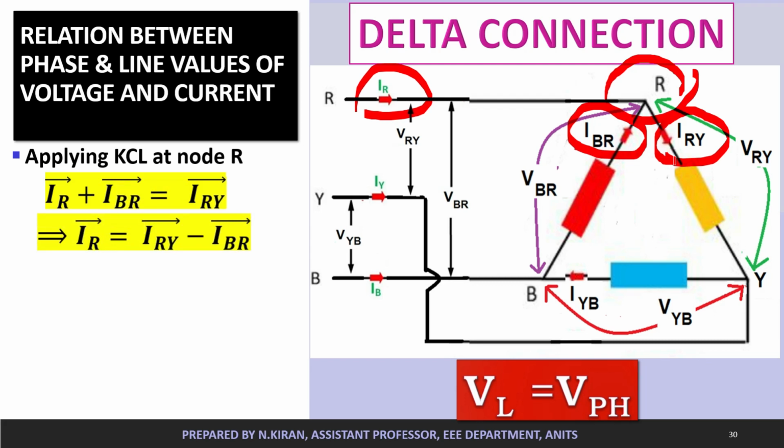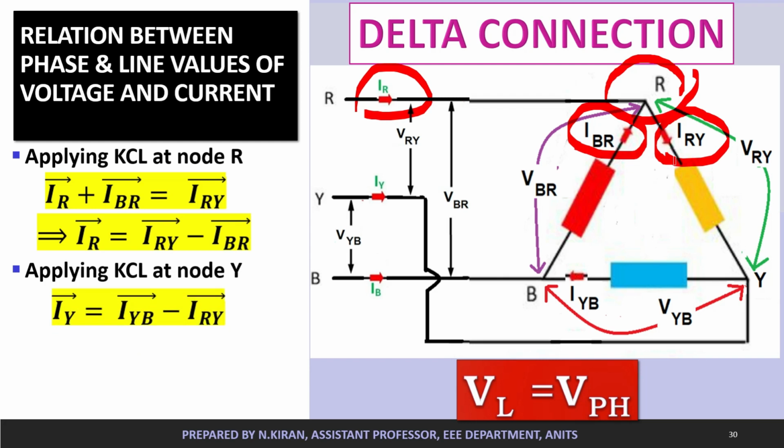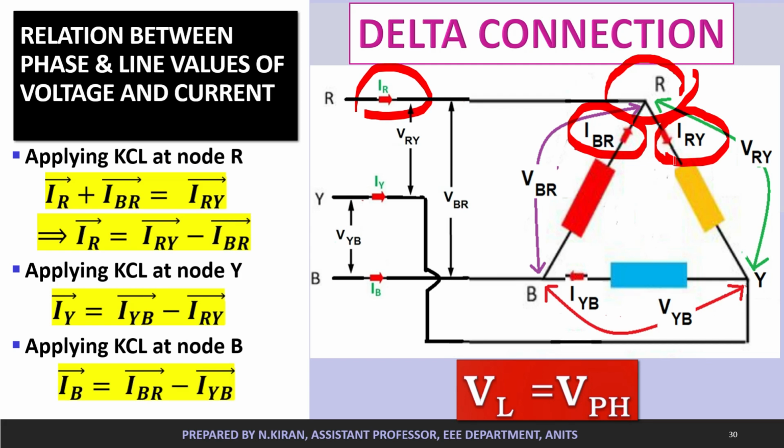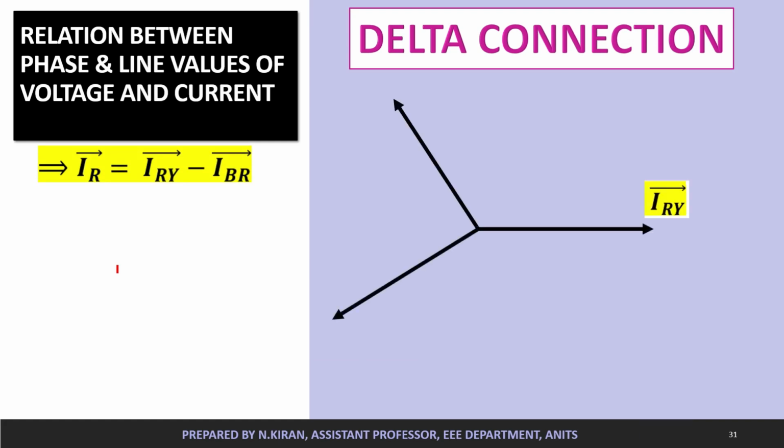Similarly, if I apply KCL at nodes Y and B respectively, then I'll get the expressions IY is equal to IYB minus IRY, and IB is equal to IBR minus IYB. For analysis, I'll consider the first equation alone, that is IR is equal to IRY minus IBR. In delta connection, every phase current, that is IRY, IYB and IBR, is equally displaced by 120 degrees as shown in the phasor diagram.